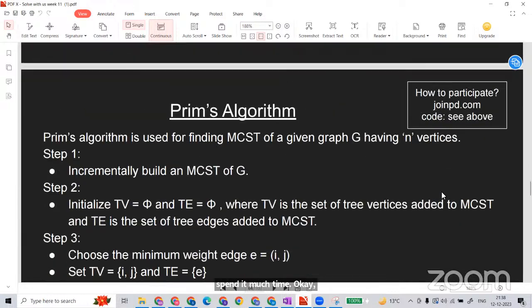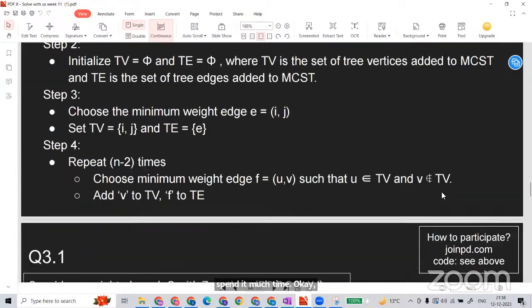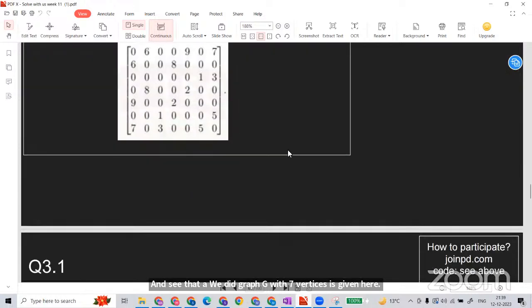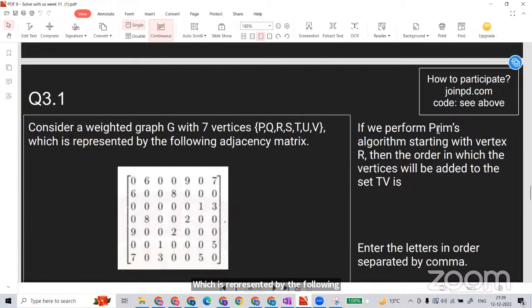Okay, so Prim's is there. We already discussed this. So let's move on to the problem. So this is the problem. Consider a weighted graph G with 7 vertices, which is represented by the following adjacency matrix. Now, if we perform Prim's algorithm starting with the vertex R, then the order in which the vertices will be added to set TV.